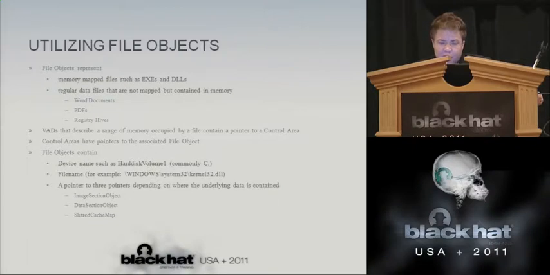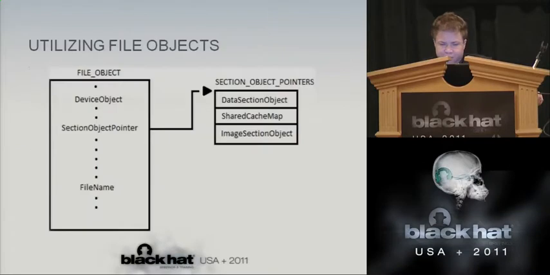And then the file object contains a pointer to 3 other pointers that is going to describe where the data for that file object resides. So that's what we'll cover. Here's a graphical representation of how it looks, basically in memory. We're going to be concerned here with the data section object, the shared cache map, and the image section object.